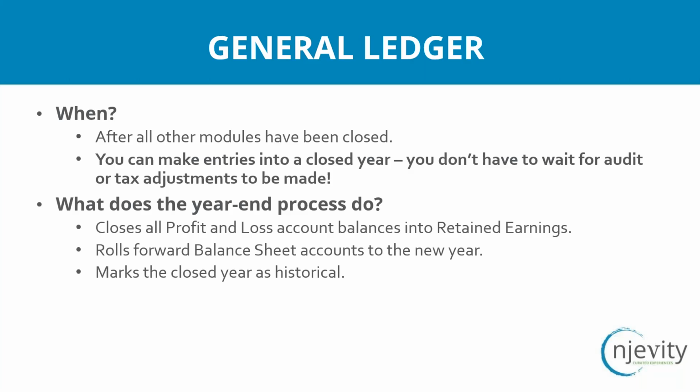Okay, so the general ledger year-end closing process, what does it do? It closes all the profit and loss account balances into retained earnings. It rolls all the balance sheet accounts into the new year, and it marks the closed year as historical.